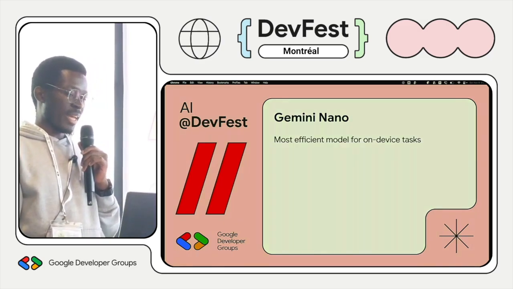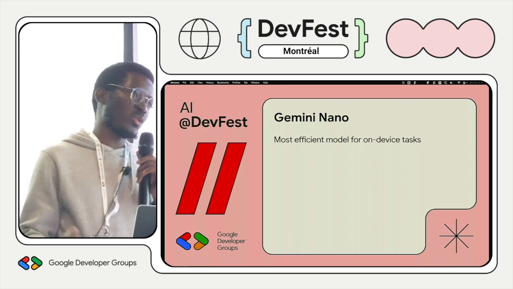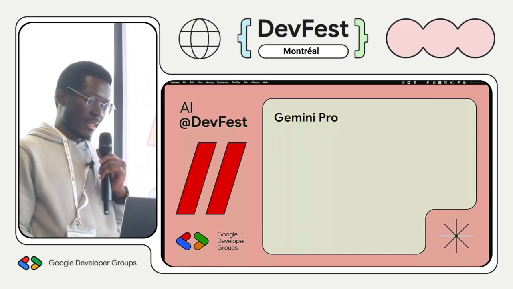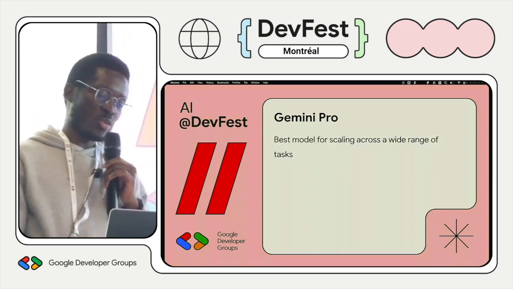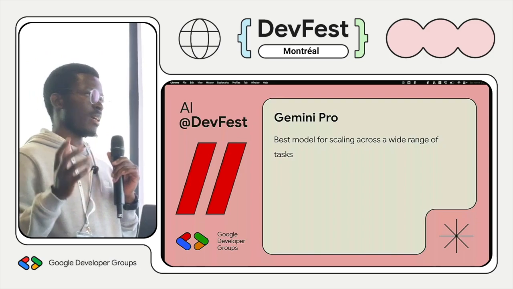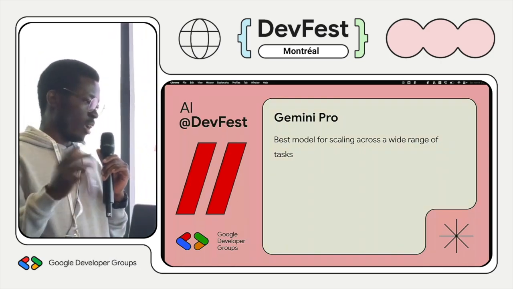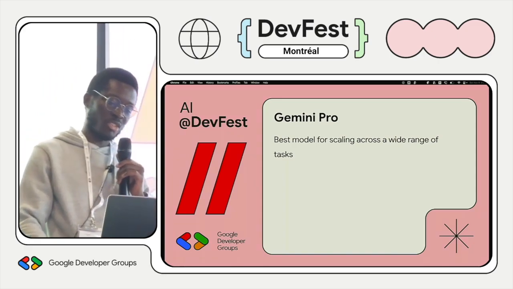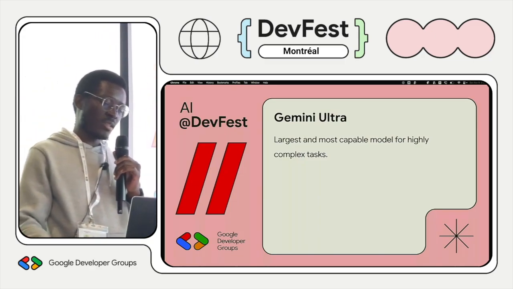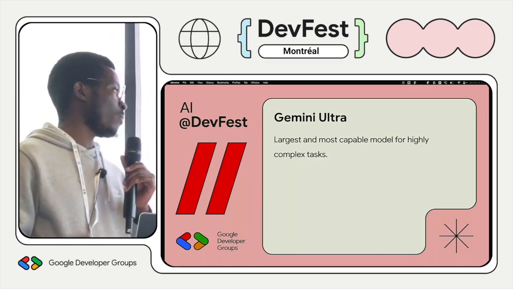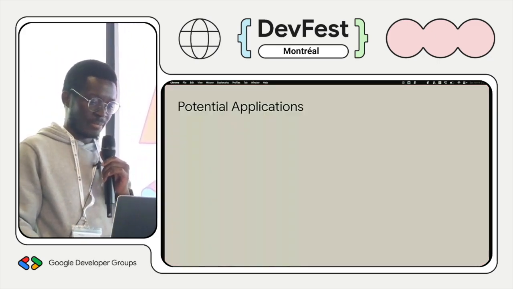Like I've said, Gemini Nano is the most efficient model, and the goal behind that model is to be able to run on device. The second one, Gemini Pro, is the middle one. This one can be used for a bunch of stuff that doesn't necessarily require huge power or huge calculation. And the most capable one is Gemini Ultra, which can be used for more complex tasks, and we're not going to explore it today.